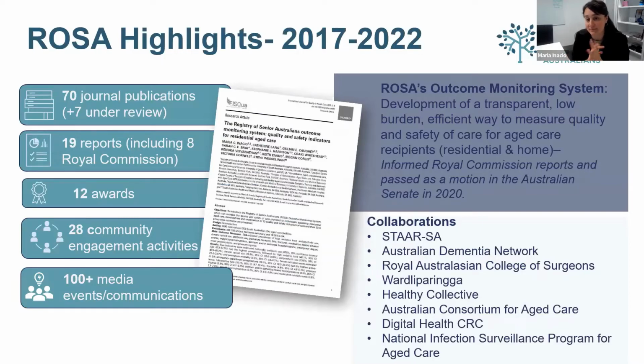Over the last 5 years, ROSA has been able to deliver quite a bit of new knowledge, derived from this cross-sectoral data linkage. We have over 70 academic publications now. We've provided reports to a number of professional societies, as well as 8 to the Royal Commission, for example. We've done a lot of community engagement activity, as I mentioned, and we try to get the word out on the work that we're doing quite a bit.